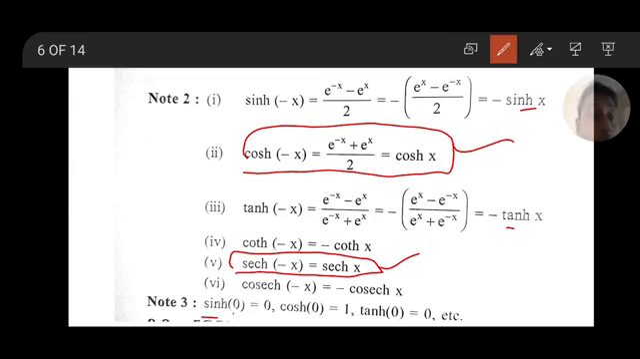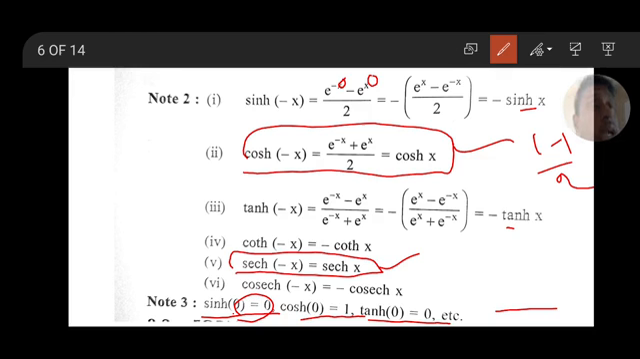And sinh of 0 equals 0, cosh of 0 equals 1, and tanh of 0 equals 0. Because sinh of 0 means substituting in e to the power of minus 0, e to the power of 0 by 2. E to the power of 0 is 1, 1 minus 1 is 0, 0 by 2 means 0. Here cosh of 0 is 1 plus 1, 2 by 2, which is 1. Like that it will be. Okay, next.